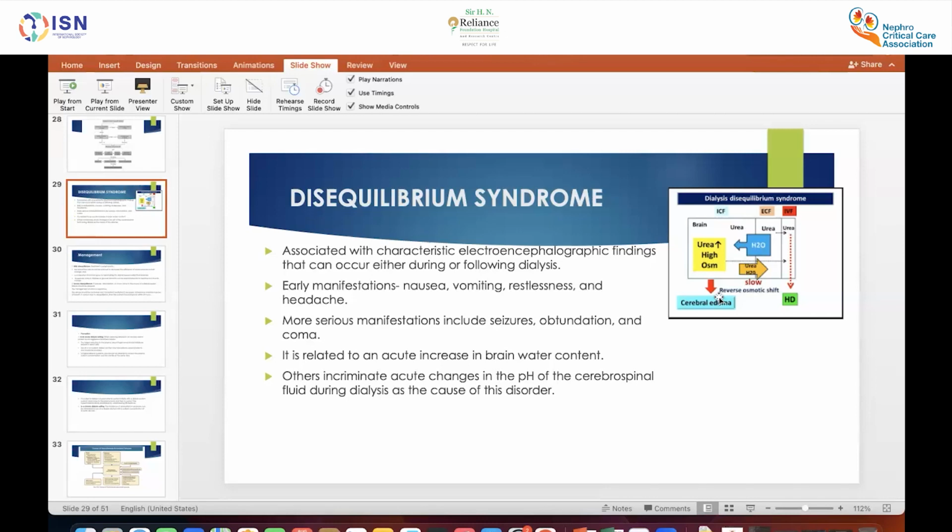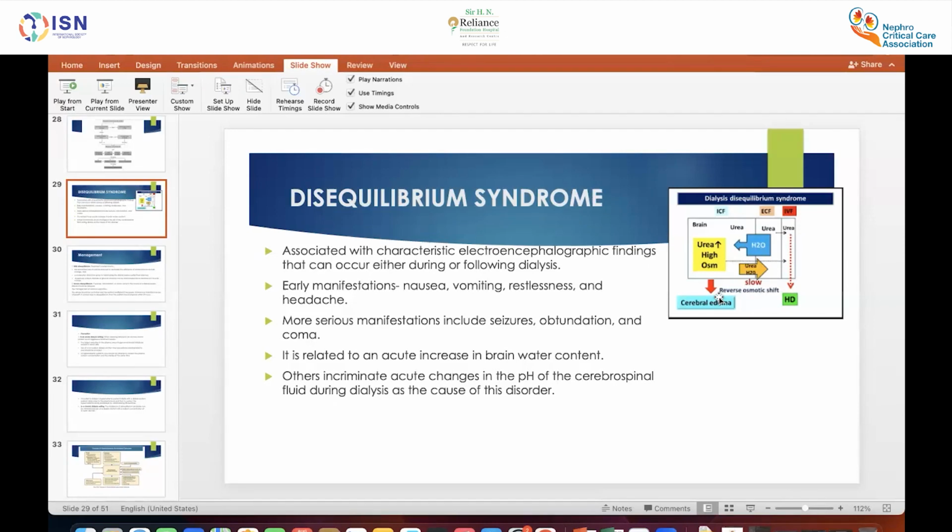And what are the risk factors? One is the urea. If the urea is more than 200 milligram percent, 200 to 300 milligram percent, then the chances of disequilibrium syndrome are more. If the patient's body surface area is low, but the urea is disproportionately high, then also the chances of disequilibrium syndrome are more. If the patient is having hypokalemia with a high urea level, then the chances of disequilibrium are more.